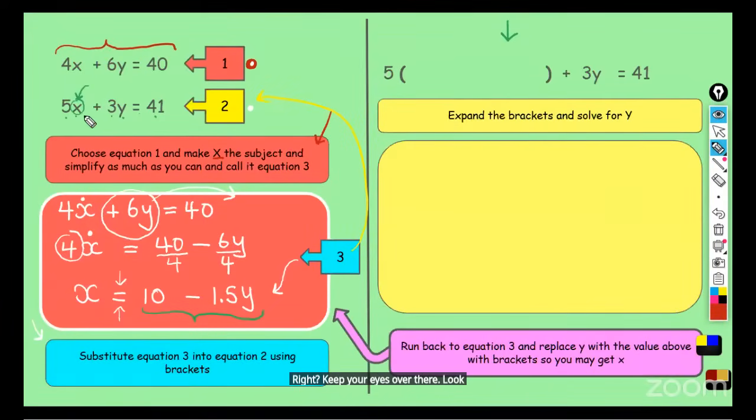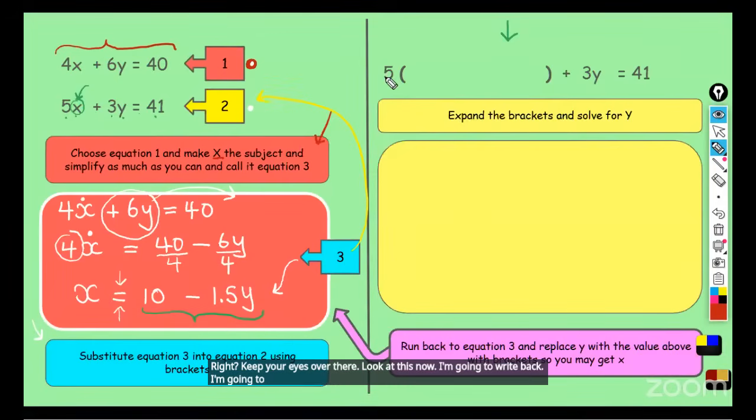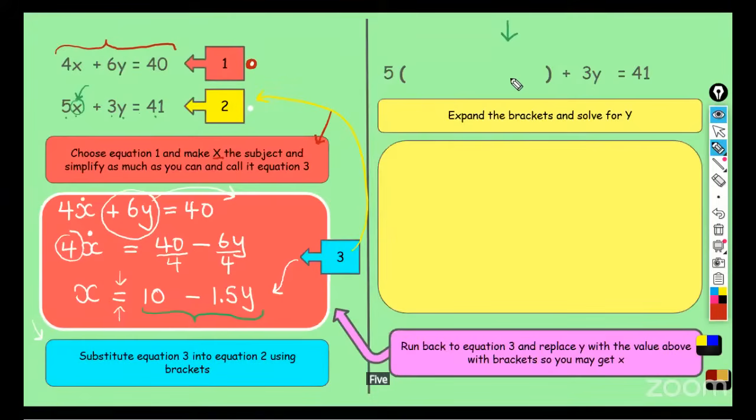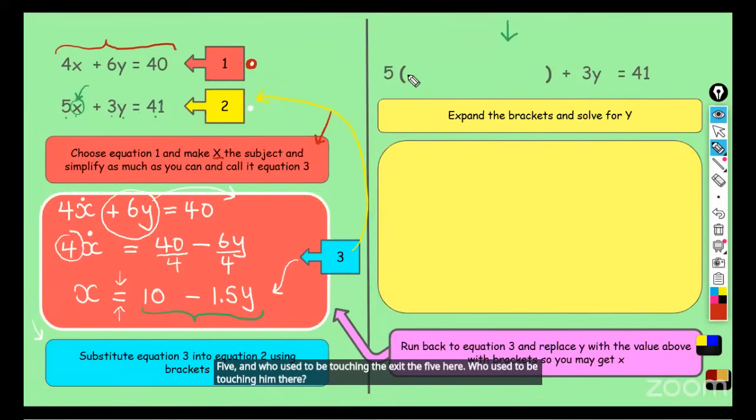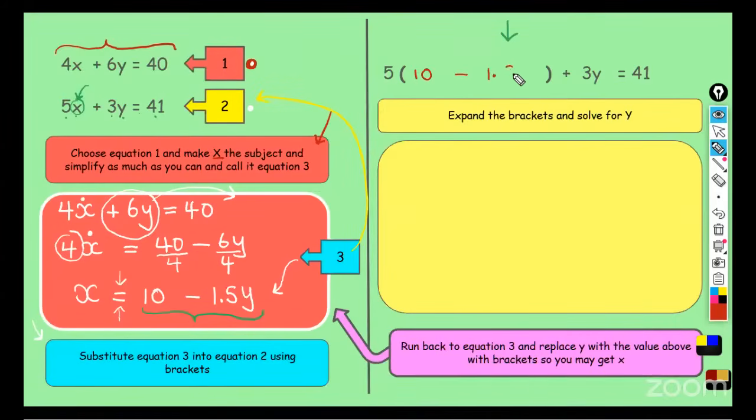Look at this now. I'm going to write back. I'm going to kick out this x. 5, and who used to be touching the x here? The 5 here. But I'm kicking out the x. Look at him. And I'm going to put what? 10 minus 1.5y. You notice I put the brackets, and then I write back the 3y, the equal, and the 41. Everyone take down that line now, right? I replaced the x with 10 minus 1.5y.